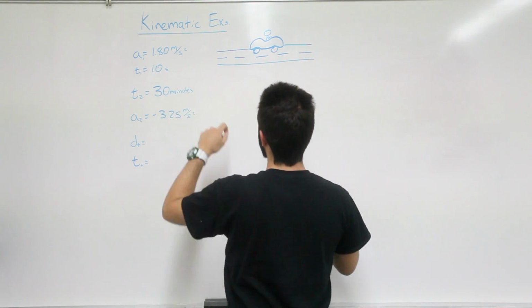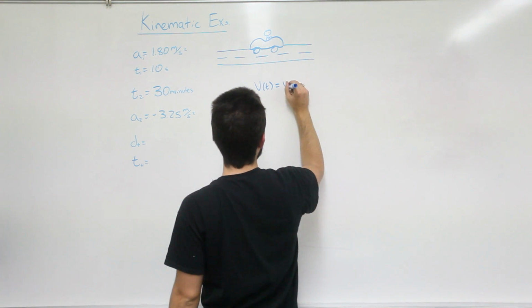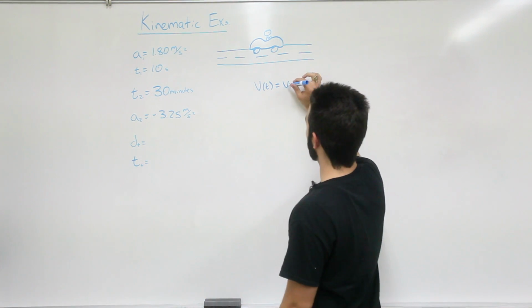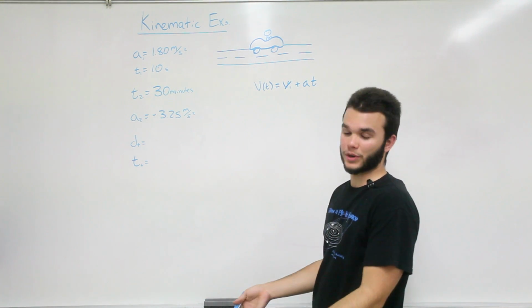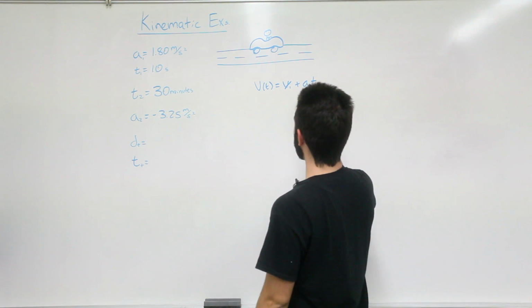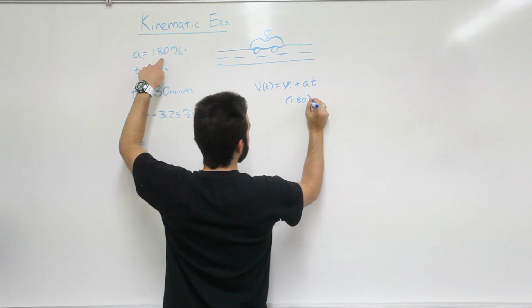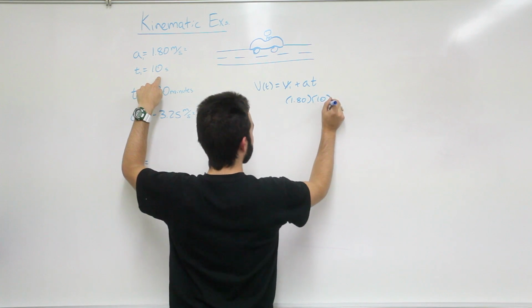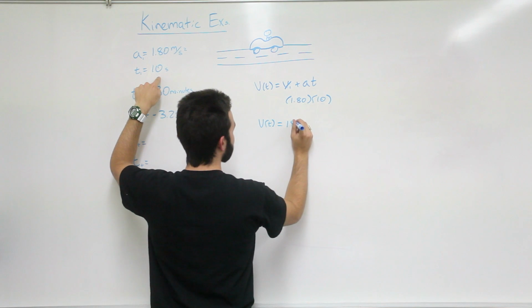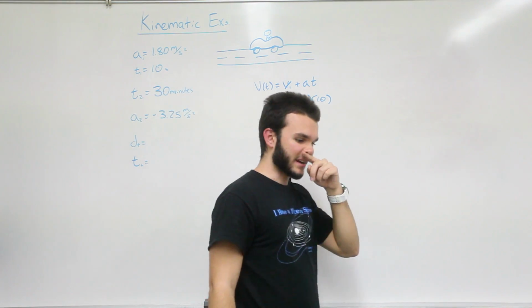For that we use the first equation, which is v at some time equals initial velocity plus acceleration times time. We don't have an initial velocity. We were at 0. We were stopped. So at is the only piece we have, which is 1.80 times 10 seconds. So v of t equals 18.0 meters per second. So we start with that.